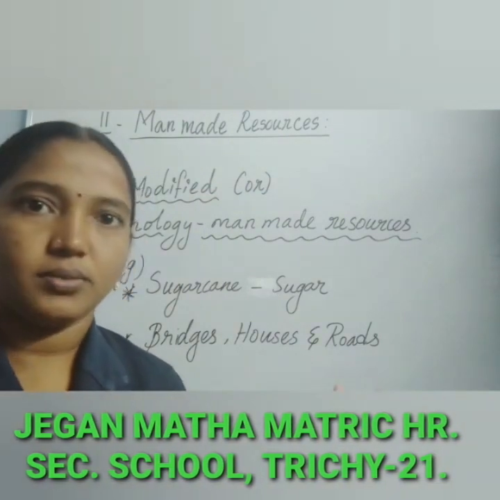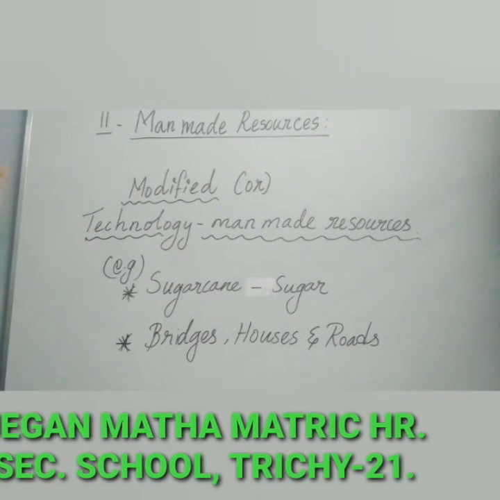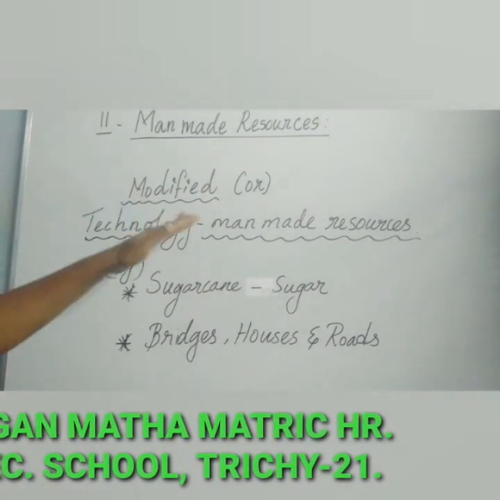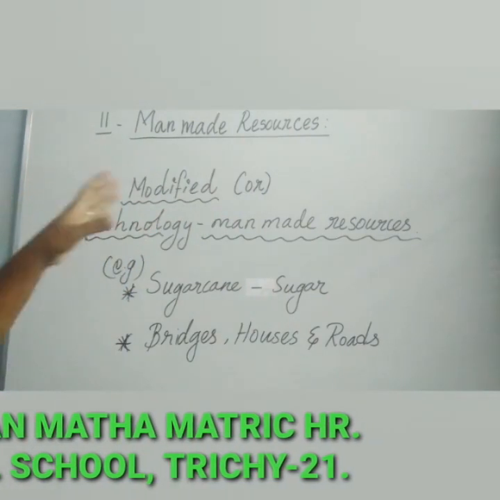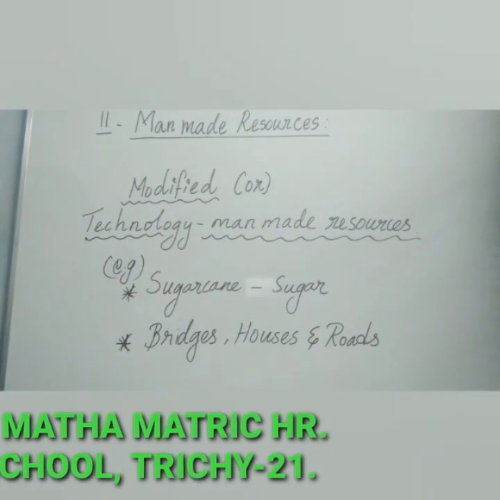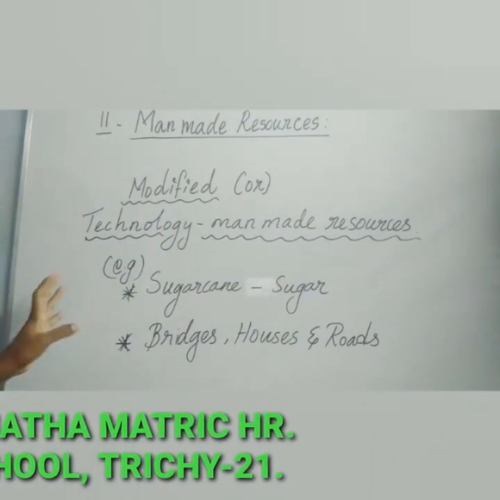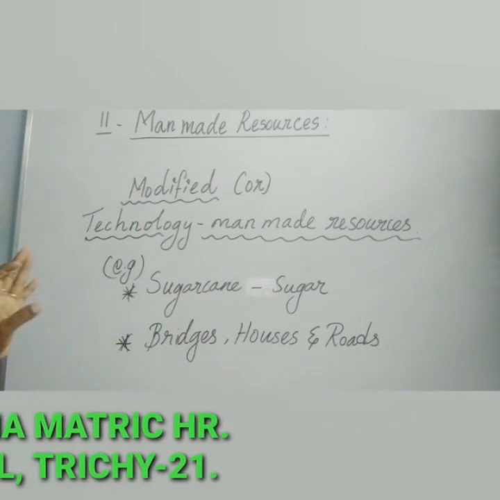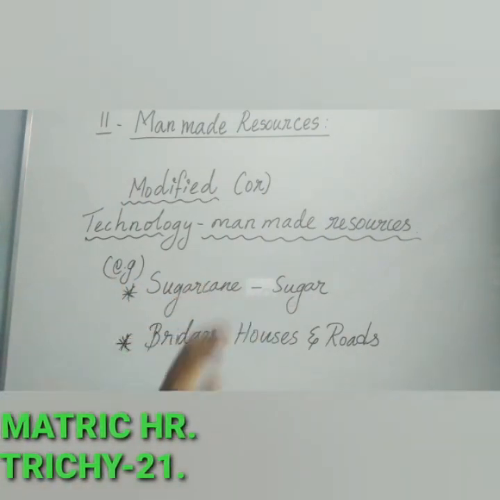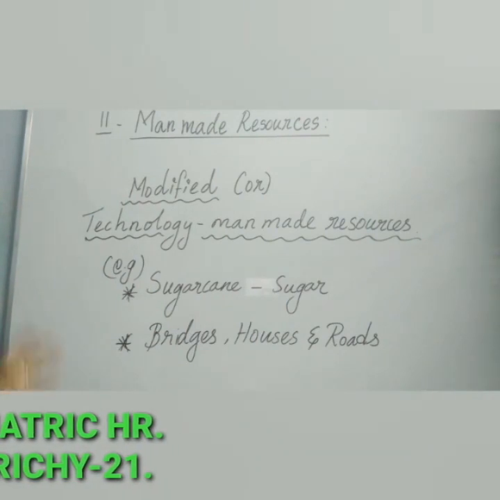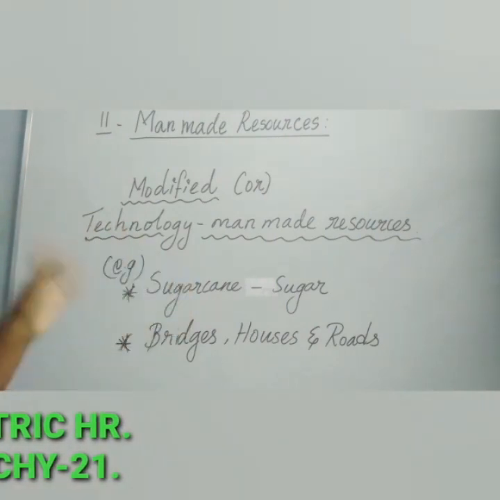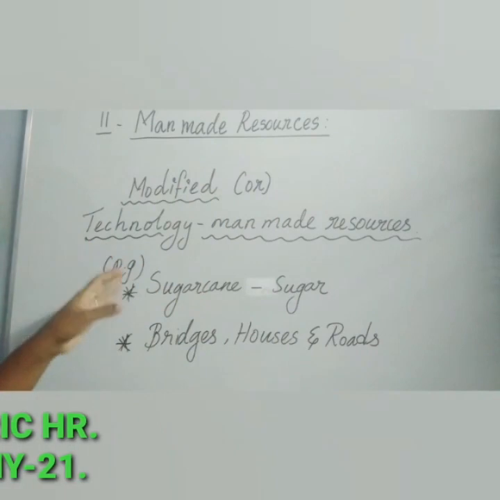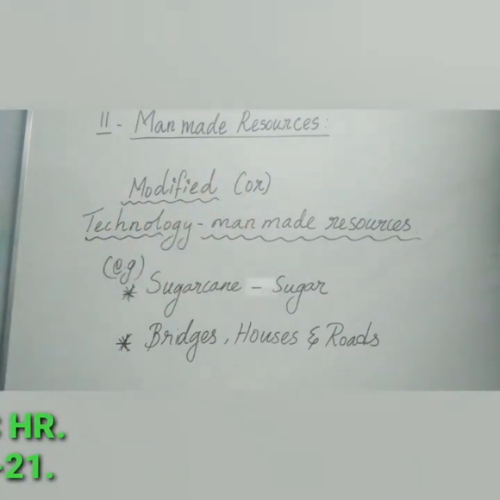Man-made resources are natural resources that are modified or processed by technology. For example, sugarcane is a natural resource, but it is processed to get sugar. And all structures built by man can also be called man-made resources. Examples are bridges, houses and roads.